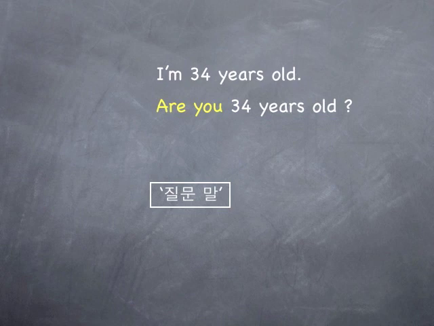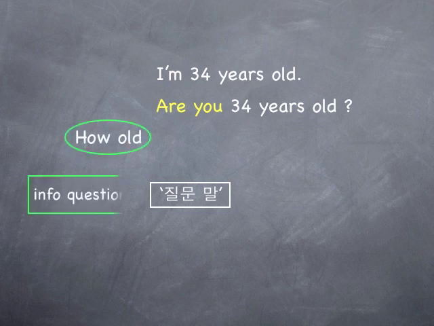Okay, so to ask the information question about this, we're going to put how old on the front. This is the part that asks about certain information. And then we're going to have our 질문말, making it, how old are you? And that's it. The question is done. Because age is the information we're asking about, we don't include that in our information question.